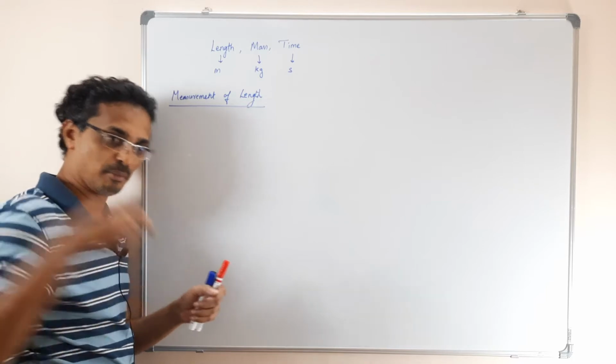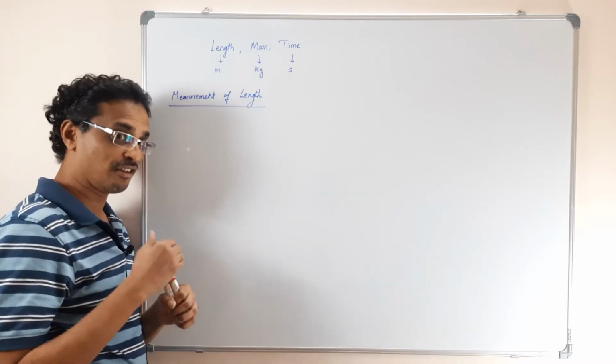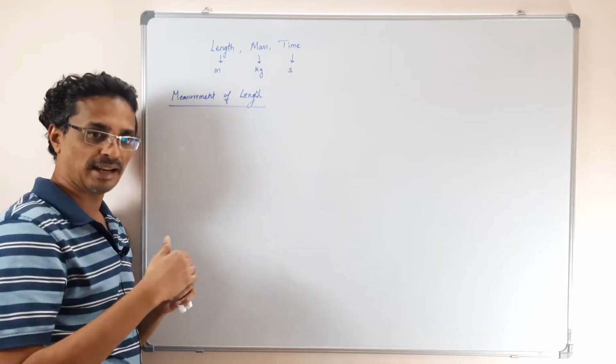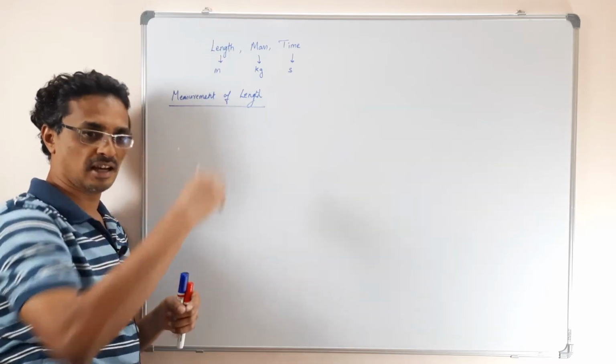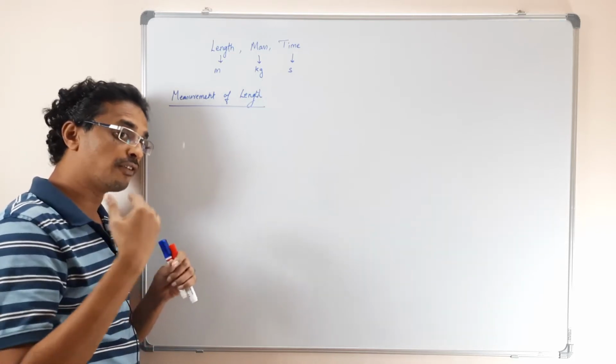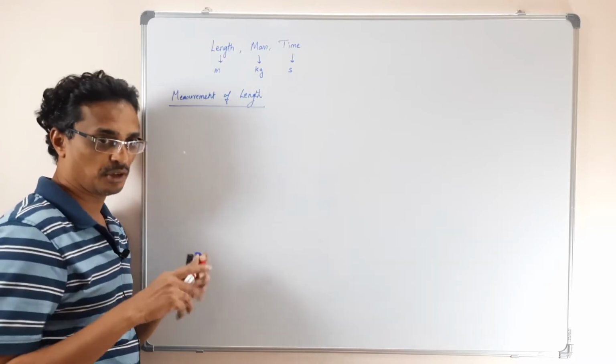You can't use a scale and dig a hole through the equator and measure it out, okay? So there they would use different techniques. Or what is the distance of the planet, or what is the distance of a star. So basically, we have to use different ways to measure these lengths, okay?